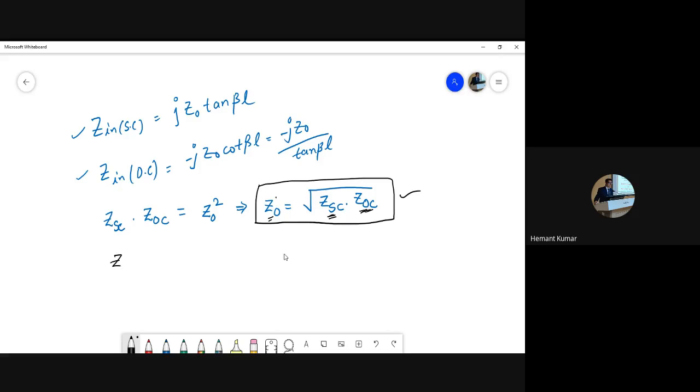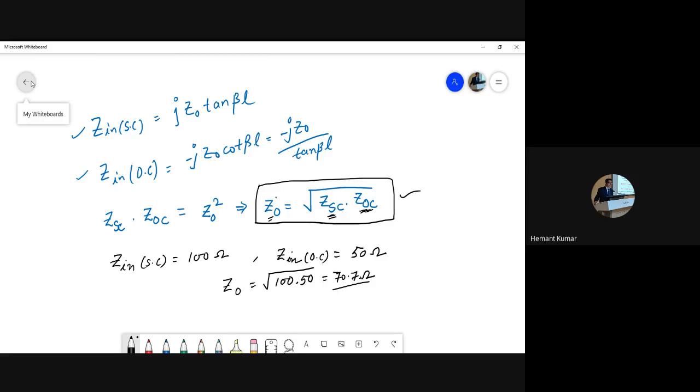Suppose Z in SC is given to you as 100 ohm, and Z in OC is given to you as 50 ohm. So Z naught, the characteristic impedance, will be nothing but equal to 70.7 ohm, like this. So this is the way you can calculate the Z naught, characteristic impedance of any transmission line, if the Z in SC and Z in OC are given to you, right? So if these two values are given, you can calculate the characteristic impedance.